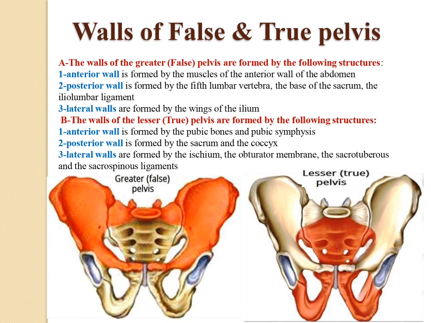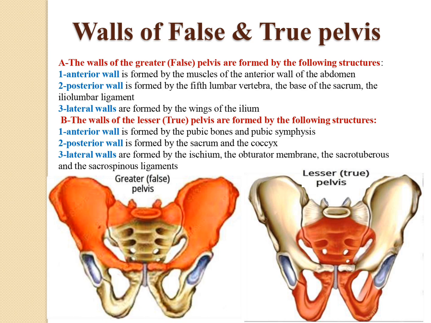Walls of greater pelvis or false pelvis are formed by the following structures. Anterior wall is formed by muscles of anterior wall of abdomen. Posterior wall is formed by fifth lumbar vertebra, the base of sacrum, and iliolumbar ligament. Lateral walls are formed by wings of ilium.